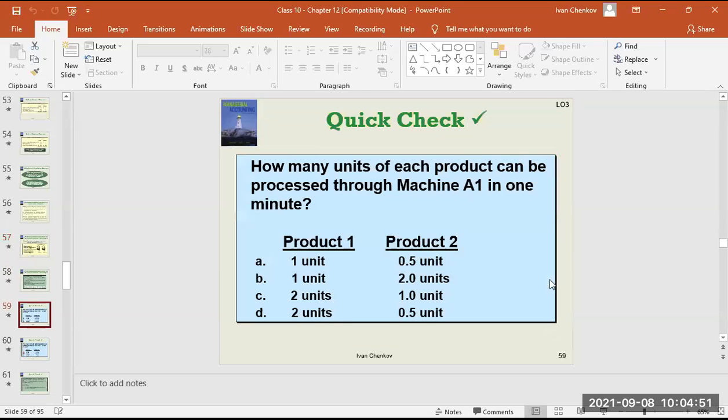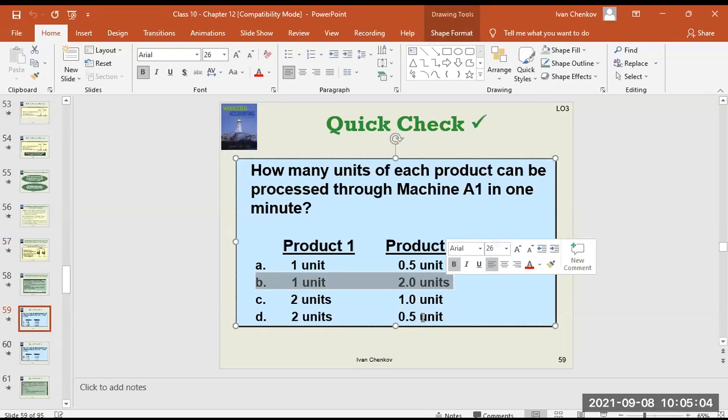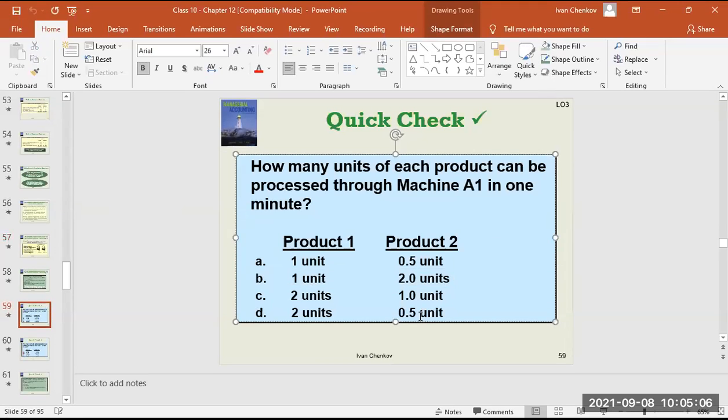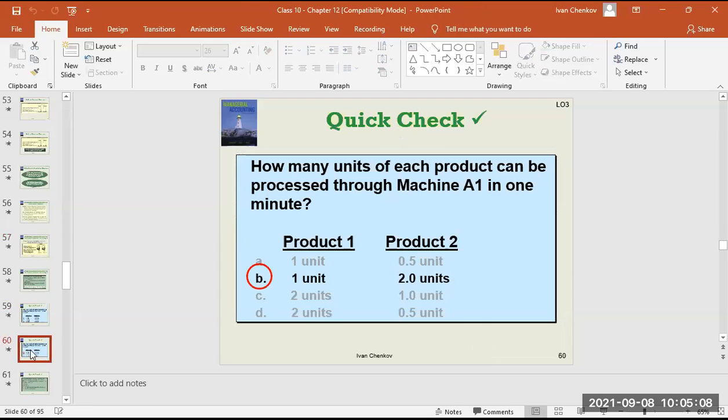So let's see the question. How many units of each product can be produced in 1 minute? And we have all those options. So we already said our logical choice will be B. For 1 minute, we can produce 1 unit of product 1 and 2 units of product 2.